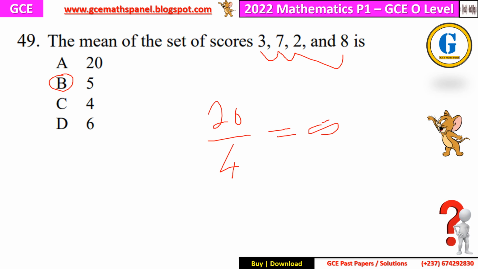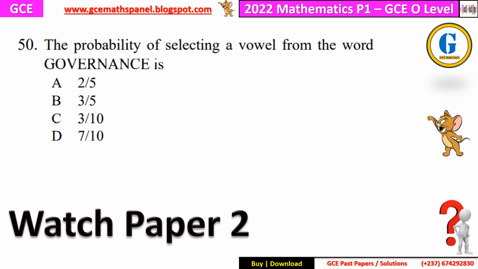And the last but not the least question: the probability of selecting a vowel from the word governance is... Guys, don't forget, if you don't subscribe, you cannot watch our paper 2. So subscribe so that you'll be able to watch paper 2. Probability just means how many out of how many. So how many vowels are here? 1, 2, 3, 4. 4 vowels. Out of how many letters altogether? 1, 2, 3, 4, 5, 6, 7, 8, 9, 10. Out of 10. So with 4 over 10, the answer is not there, so we can simplify, and this will give us 2 over 5. So we have 2 over 5. That's A.